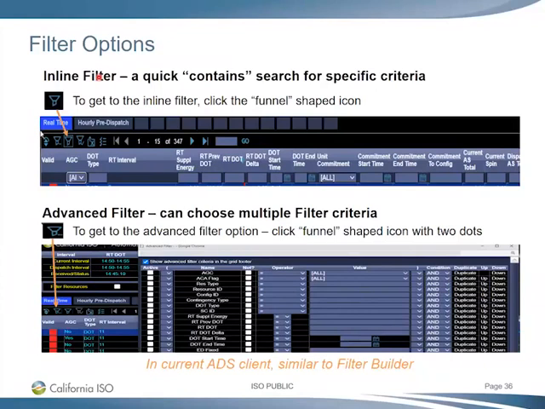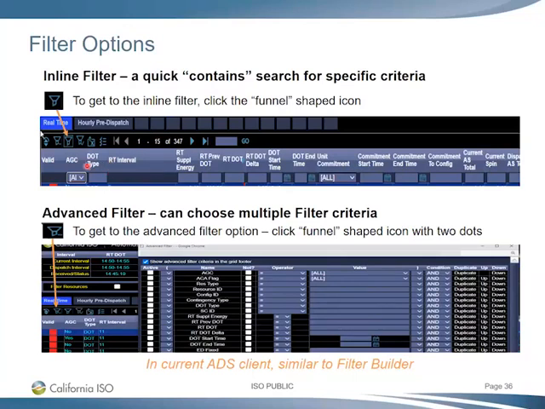It's what I call the quick search. It's a contained search for specific criteria, and there are certain ones that have drop-down menus. So, for example, if you wanted to use the inline filter and quickly filter for anything that has ABC flag yes, or let's say you wanted to do unit commitment, anything that's showing a shutdown, then you could use those drop-down menus.